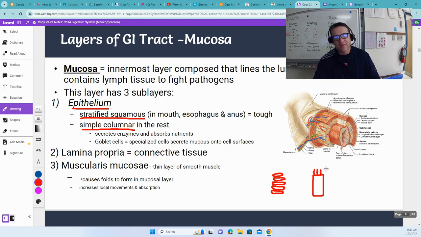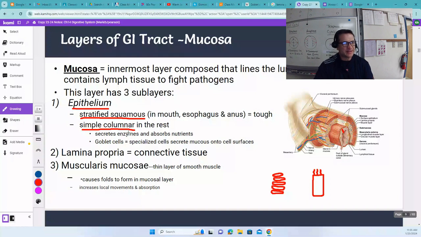So they're also taking in the nutrients, and then those nutrients are going to enter the bloodstream. And now, lining the walls of the intestines, you have these specialized epithelial cells called goblet cells. Their job is they secrete mucus into the lumen, and that mucus helps to lubricate and protect the cells as the food is passing through.